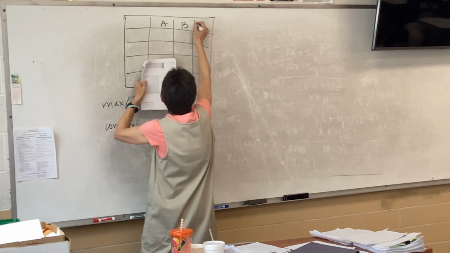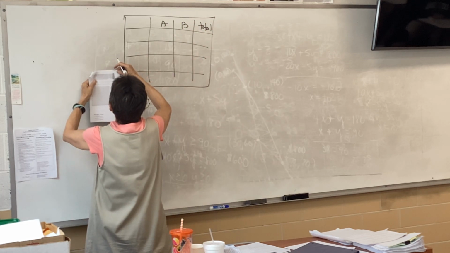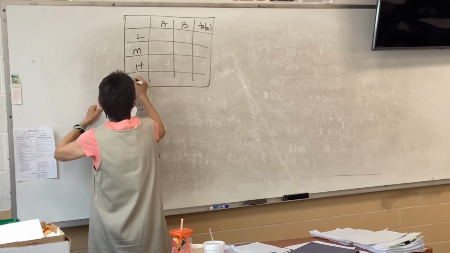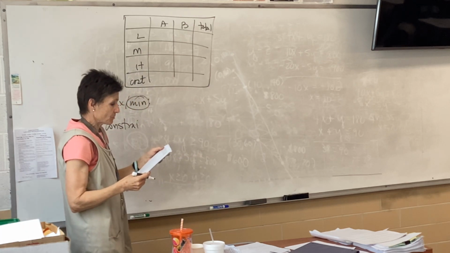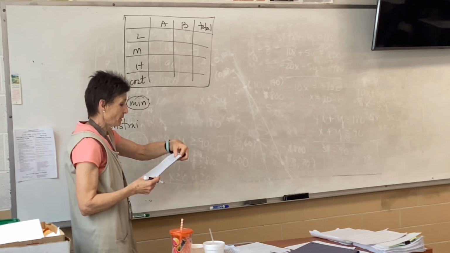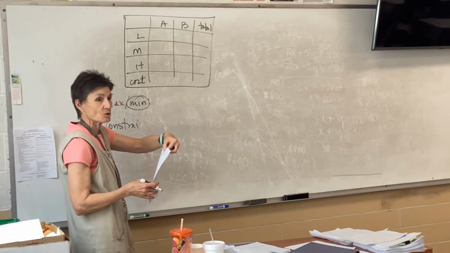So we have A and B in total. L, M, and H is low grade, medium, high, cost. All right, here we go. 2 factories. It needs to supply 24 tons of low grade. So where does the 24 go?